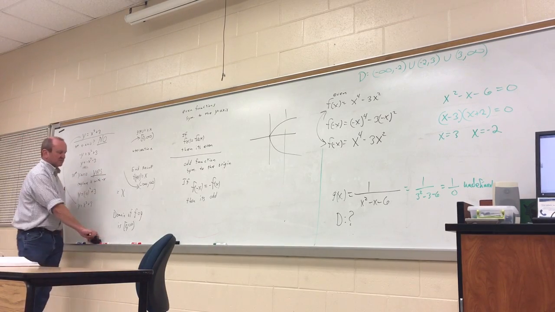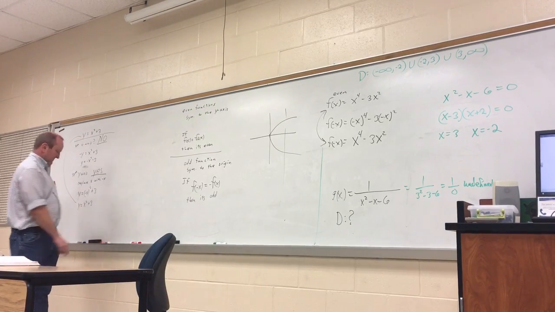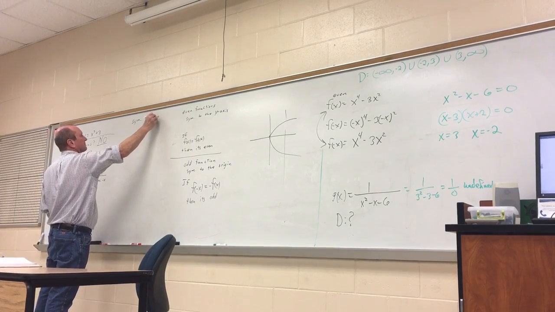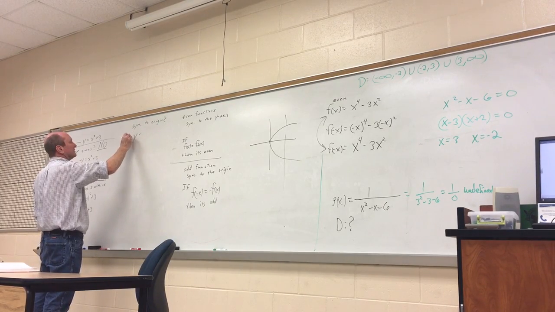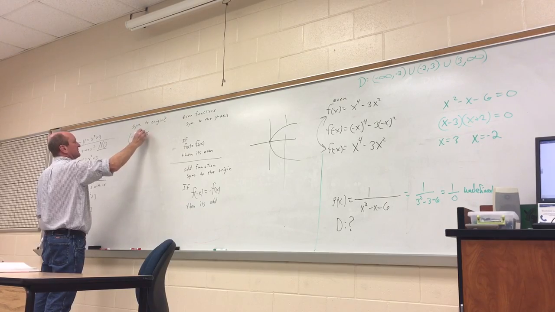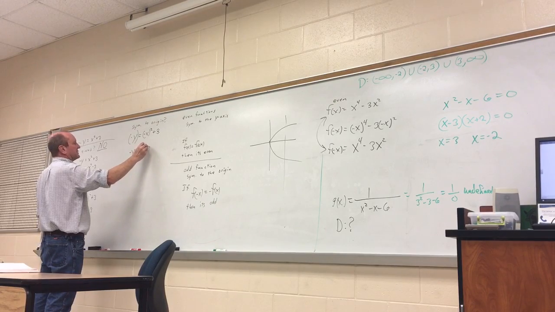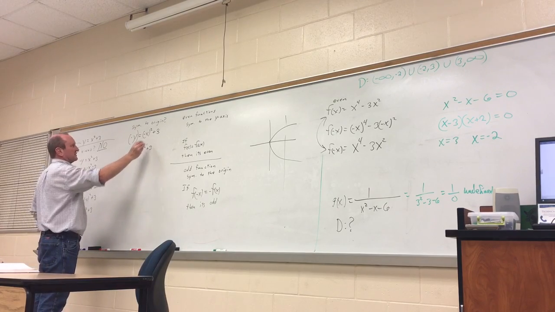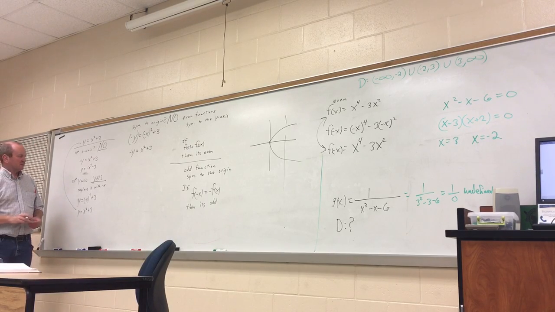Okay. So now, symmetric to the origin. Now you have to change both, right? The negative of y equals the negative of x squared plus 3. So negative y equals x squared plus 3. Is that the same as the original? No. So it's only symmetric to the y-axis.